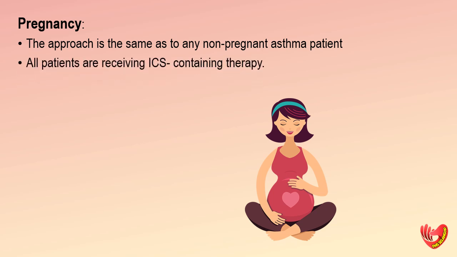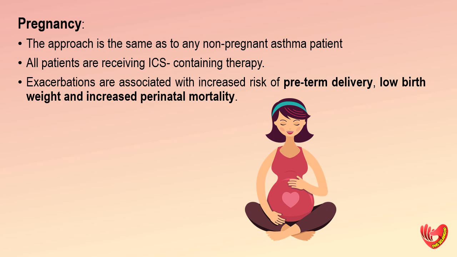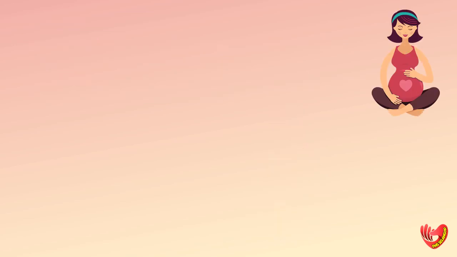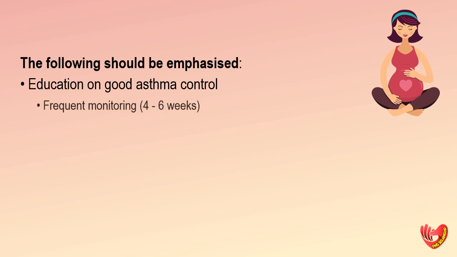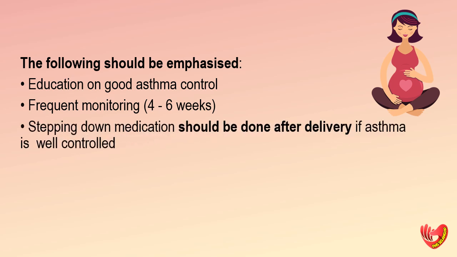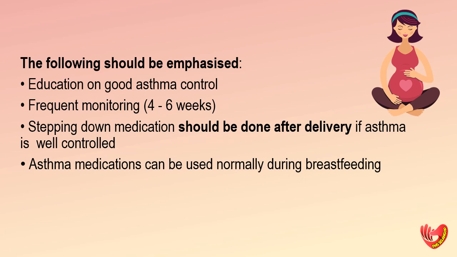Exacerbations and poor symptom control are associated with worse outcomes for both the baby, who may have preterm delivery, low birth weight, increased perinatal mortality, and the mother, who may develop preeclampsia. The following should be emphasized in a pregnant lady: education on good asthma control, frequent monitoring every 4 to 6 weeks, and stepping down medication should be done after delivery if asthma is well controlled. Asthma medications can be used normally during breastfeeding.